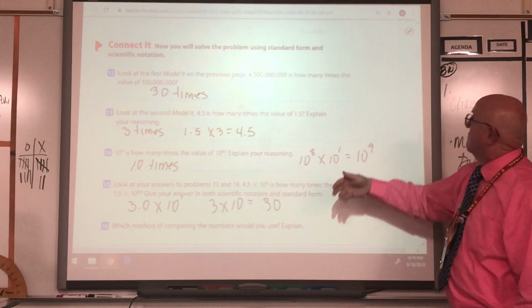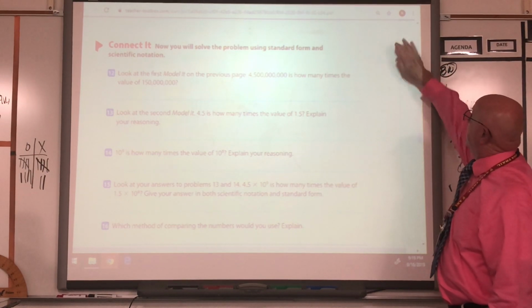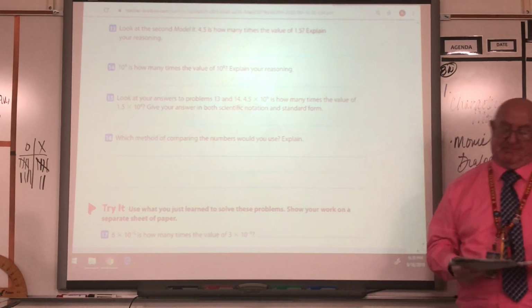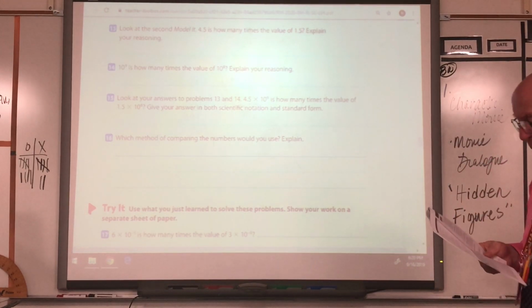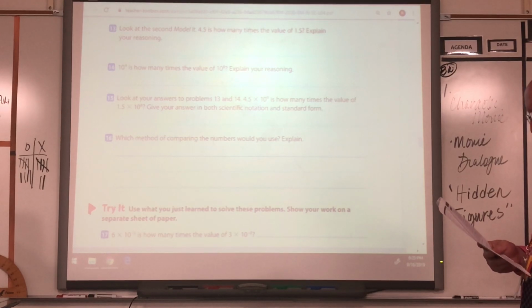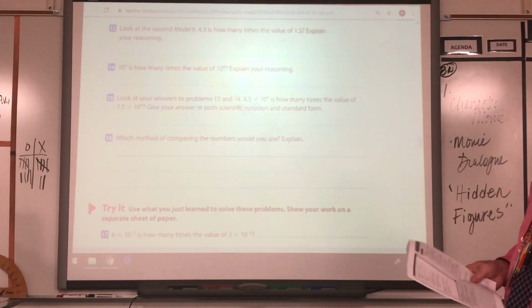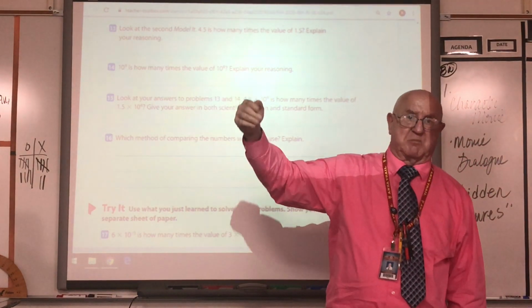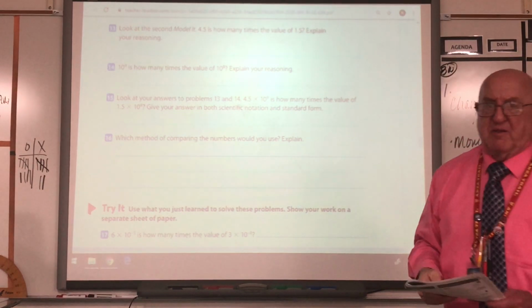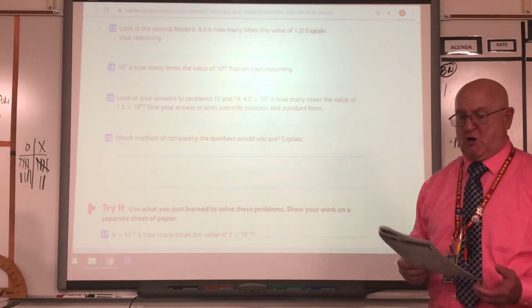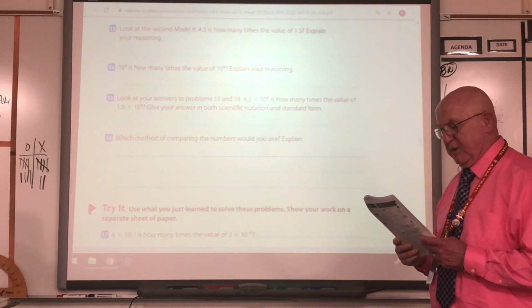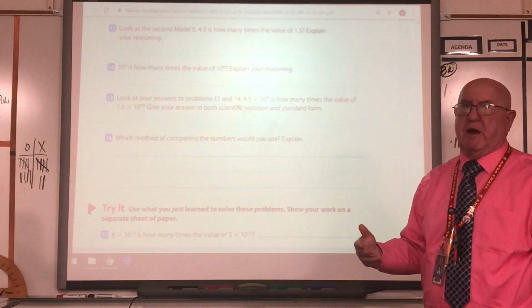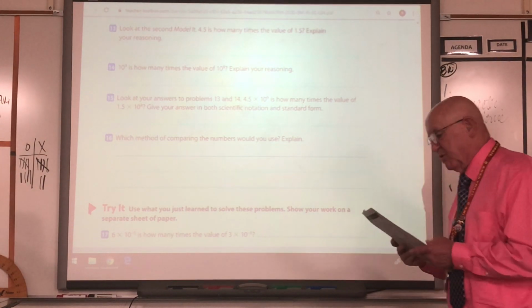Question number 16 says, which method would you use to compare the numbers? That's really up to you, but I would use scientific notation, because that was much easier than trying to divide 4,500,000,000 by 150 million. That would take most of us all day to do. The reason is that you don't have to keep track of any zeros. The zeros go away, right? You just have to count the exponents.